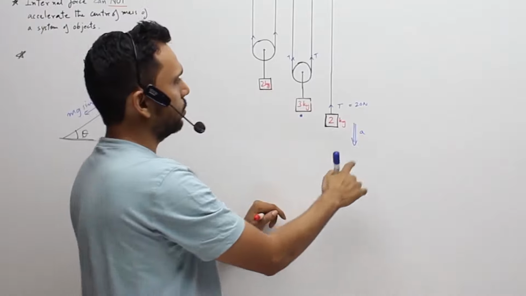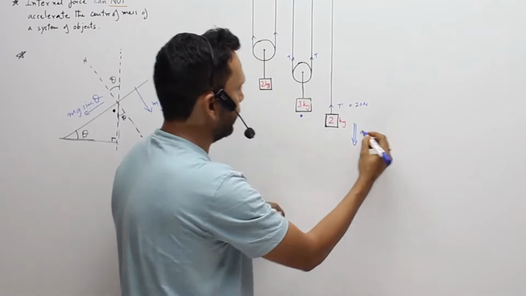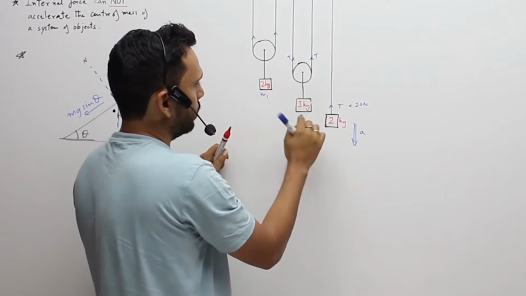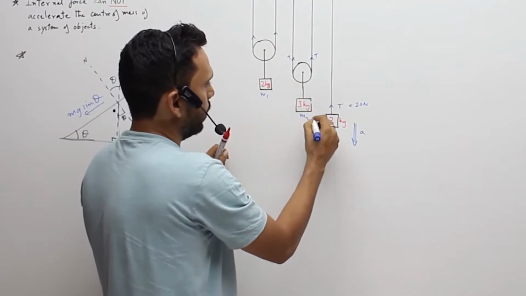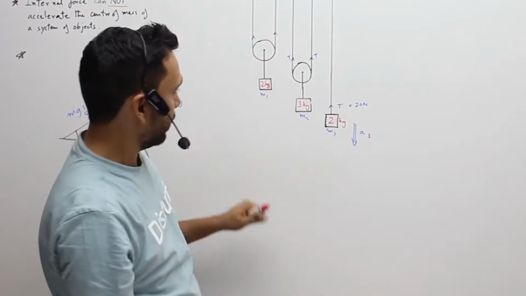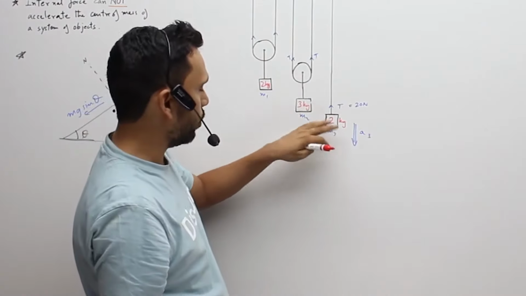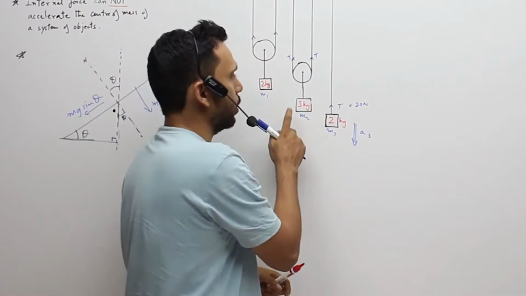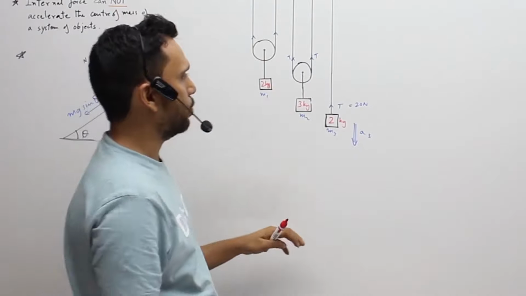This is going down with some acceleration. Say this was body 1, M1, this is your M2, and this is your M3. So this is going down with acceleration A3. When this is going down with acceleration A3, this body is going up. What about this body? What do you think is happening to this body?